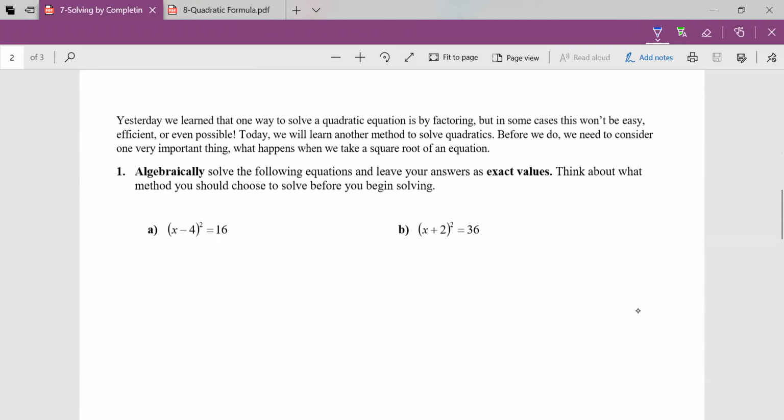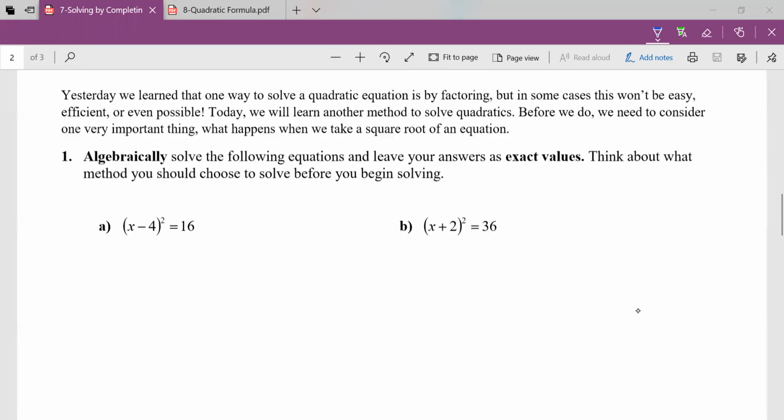Now, we did solving by factoring in the last lesson. The problem with solving by factoring is sometimes it's not always possible. We won't always be able to factor. So here is another method that we could try. One of the nice things about this method is it's going to work when we're in vertex form already, when we've already had the square completed for us. So that's what this is here.